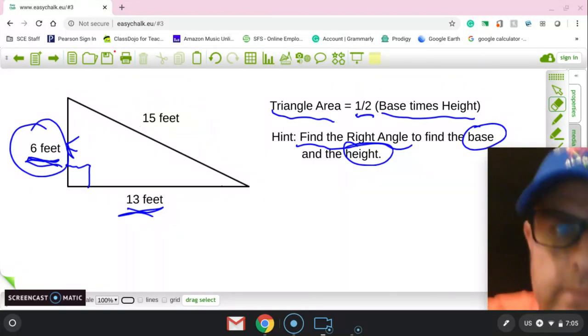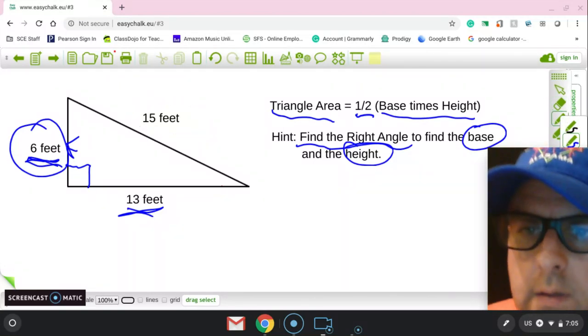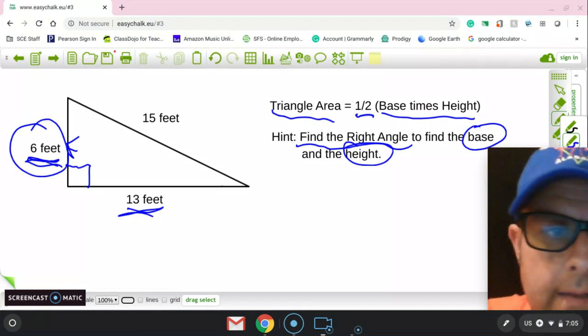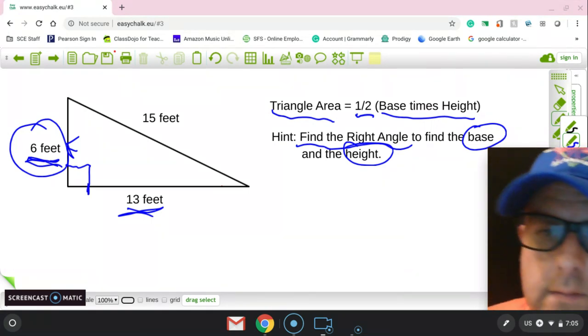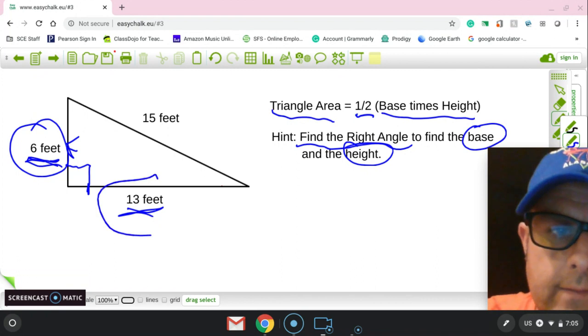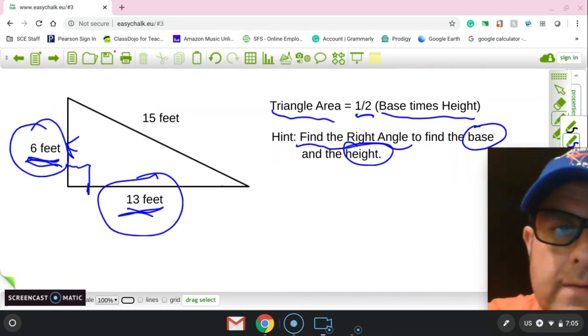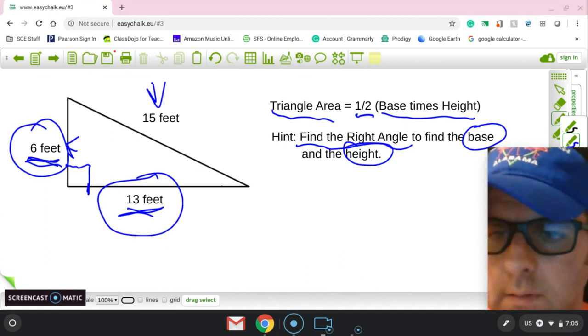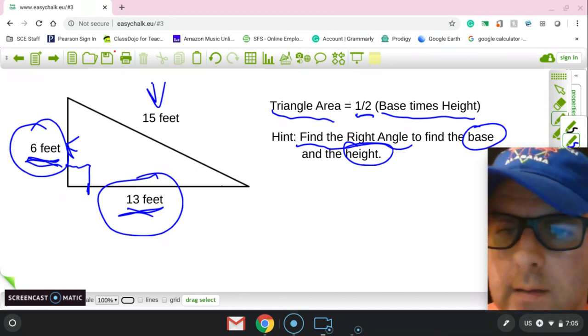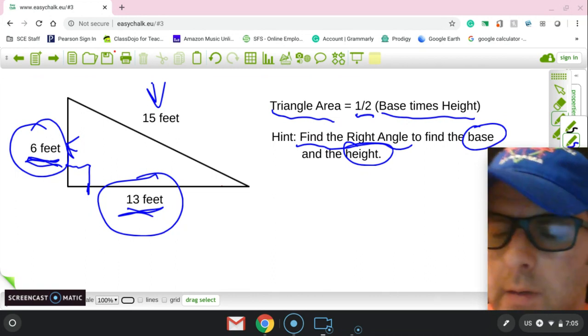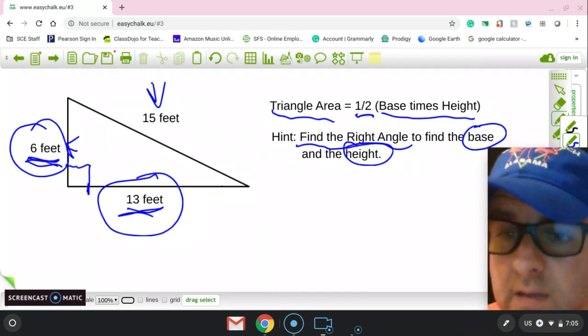I'm going to erase that one so we don't get confused. Do you see how this right angle is touching this line? That means we have to use the 13 feet. This 15 feet, we can ignore. It's not part of the base and the height. Now, a little number sense for you. We already did 13 times 6 on the other page.